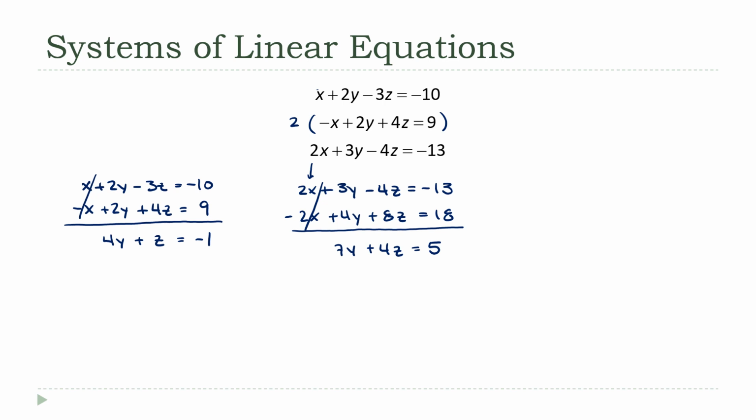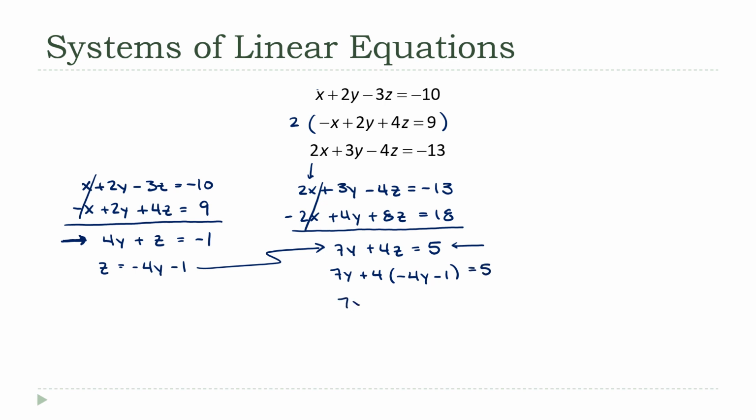Look at where I am now. I have this equation in y and z, and I have this equation in y and z. So I'm down to a system of linear equations in 2 variables. I'm going to do it again. Right? I'm going to solve this smaller system. And this time I think I am going to use substitution because I can solve this first equation over here for z really easily. This is just z equals minus 4y minus 1. Then I'll substitute this into this equation here. It becomes 7y plus 4 times minus 4y minus 1 equals 5.